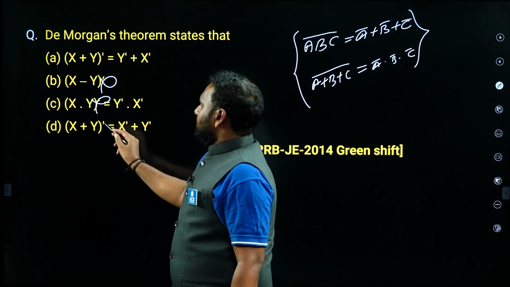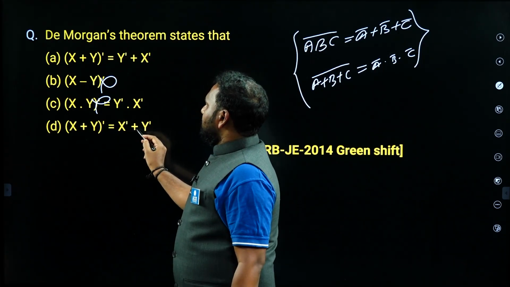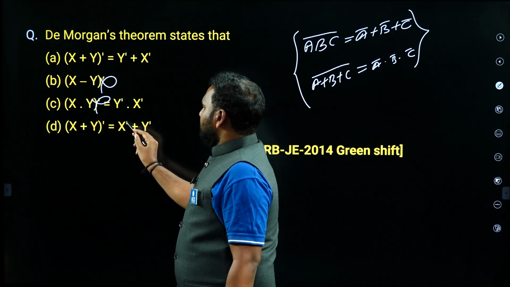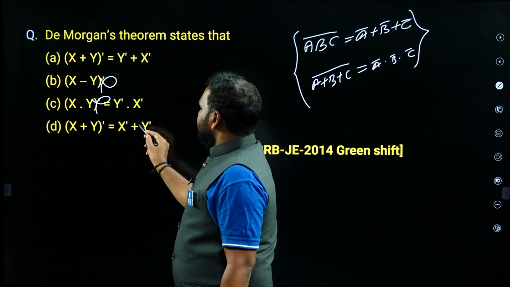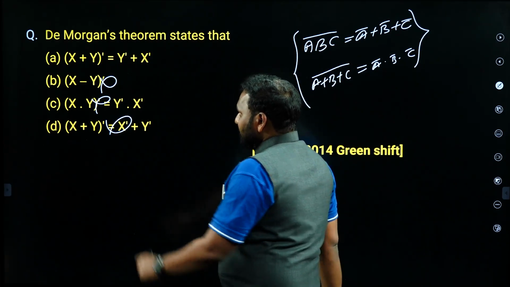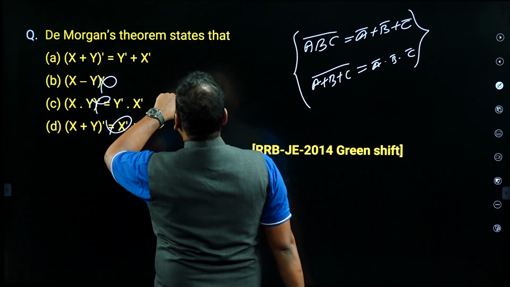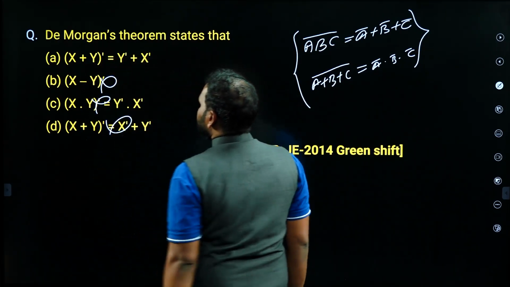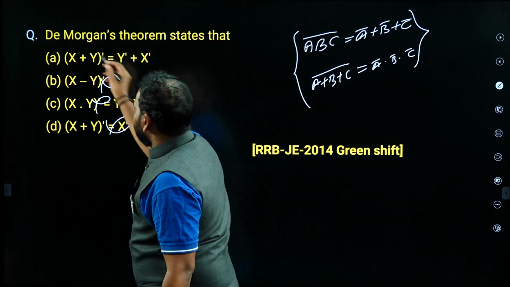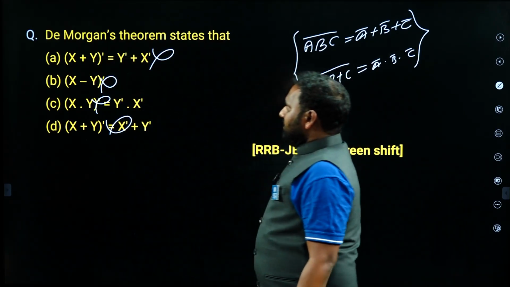X plus y whole bar, x bar dot y bar, x plus y whole bar, okay, that means it should be x bar dot y bar. It has given x bar plus y bar, so it is wrong. Then what about this x plus y? I think this one only, right? X plus y whole bar is equals to x bar dot y bar, right, this one. So this is also wrong, right?